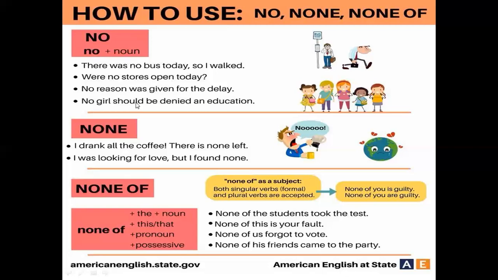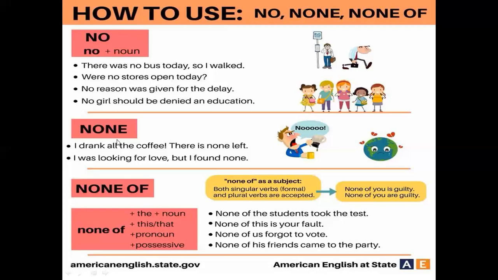Okay, or no girl should be denied an education. So in this case, we are using no at the beginning. And the translation, as I told you previously in the explanation that I gave you through WhatsApp, I remember that the translation was ningún or ninguno. So in this case, no girl should be denied an education.